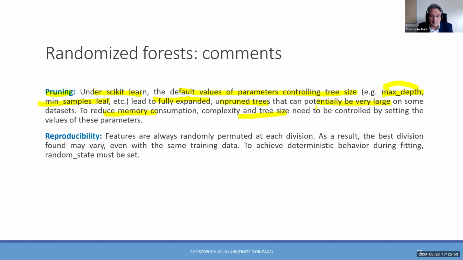by controlling this option of max depth, etc. So the reproducibility, so the features are always randomly permuted at each division, etc. So to achieve a deterministic behavior during fitting, you must state a random state to obtain the same result if you rerun your code 2 years later or 2 months later.